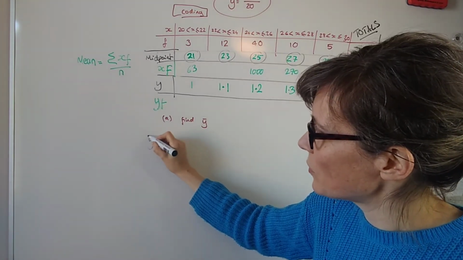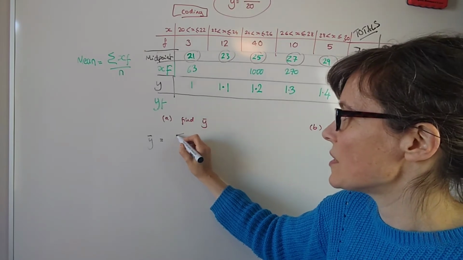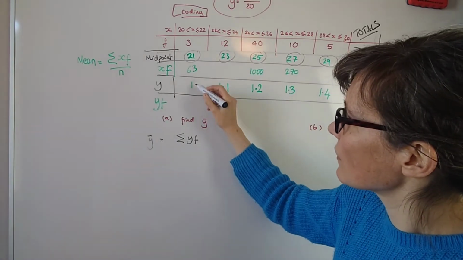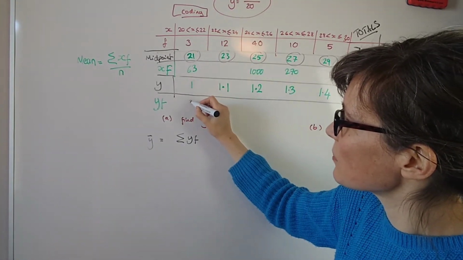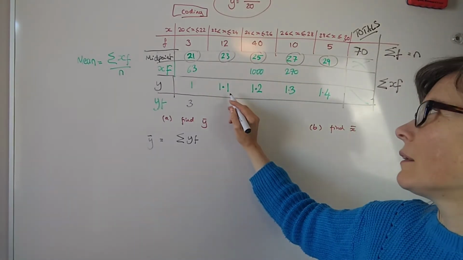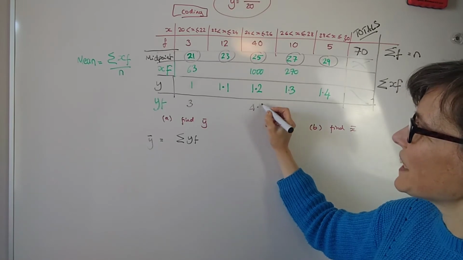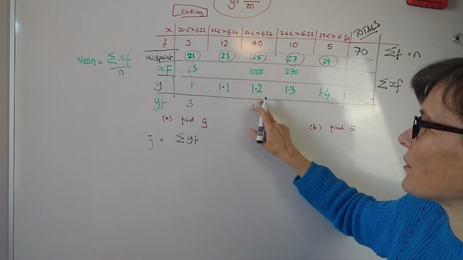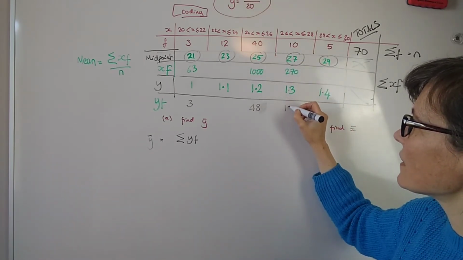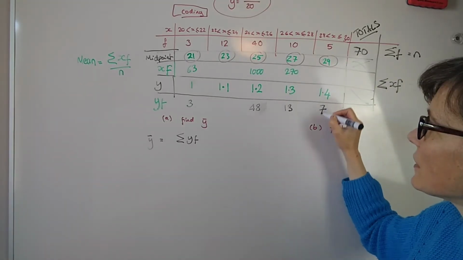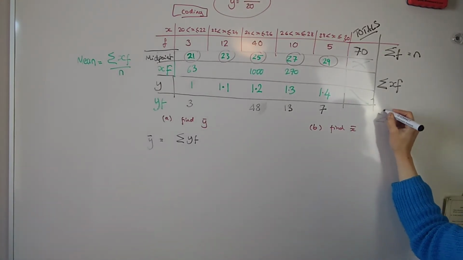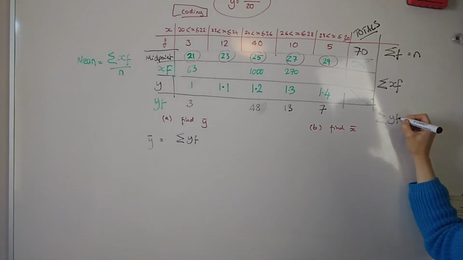So we're going to find Y bar, the mean of Y, which is going to be the sum of all the Y's times their frequencies. So this times 3 gives me 3. 1.1 times 12, someone can work that out. 4.8, oh, 48, sorry, 48. 1.3 times 10, 13. Well, that's 7. I'll work that one out eventually. But we can add all these together. This is our sum of Y times F.